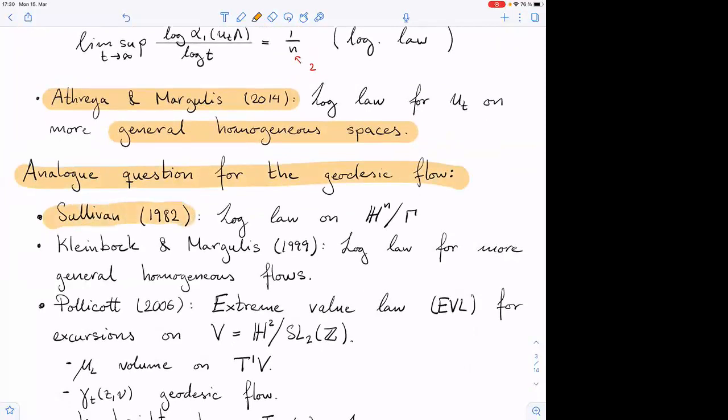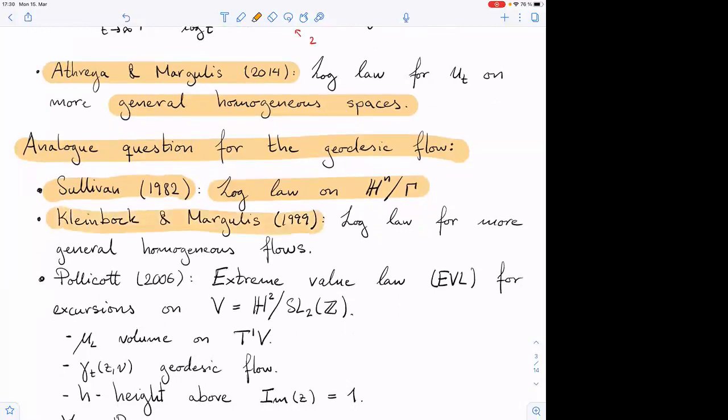As far as we know, it started with Sullivan in 1982. So he proved a logarithm law for the n-dimensional hyperbolic space mod gamma. Gamma is here a discrete group of isometries of the space. So that means that the space becomes finite volume but non-compact. And then he looked at the geodesic flow on this and was able to prove a logarithm law for the distance, the hyperbolic distance in this setting.